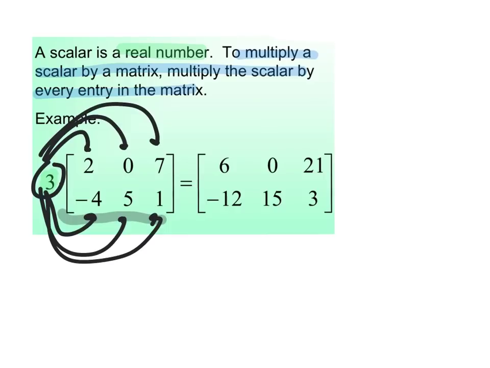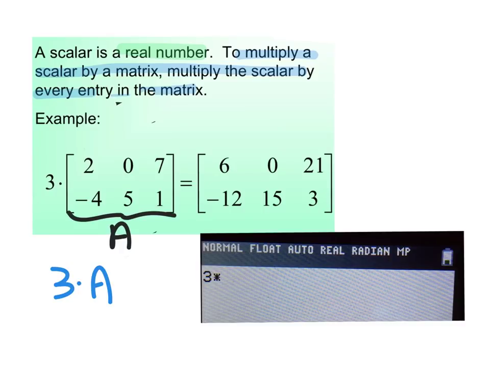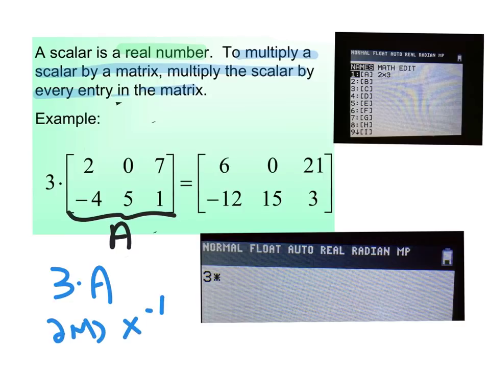Now you can do this on your calculator. Here I have matrix A. So basically I'm just having my calculator take 3 times matrix A. And here's how we can do that on our calculator. Go to the home screen, type in the number 3 and then times. Now let's go to our matrix menu. Let's press second and then the inverse button for the matrix menu. Since matrix A is already highlighted, just press enter.